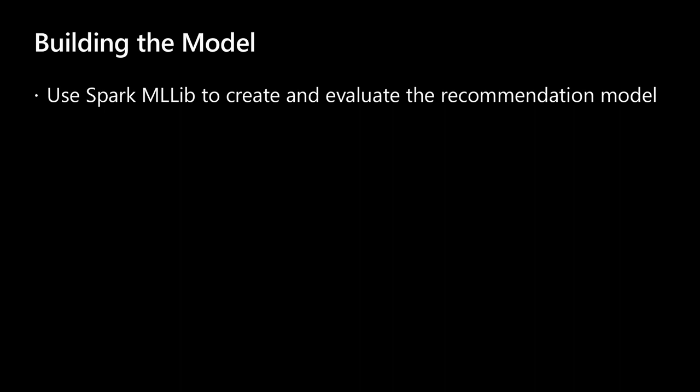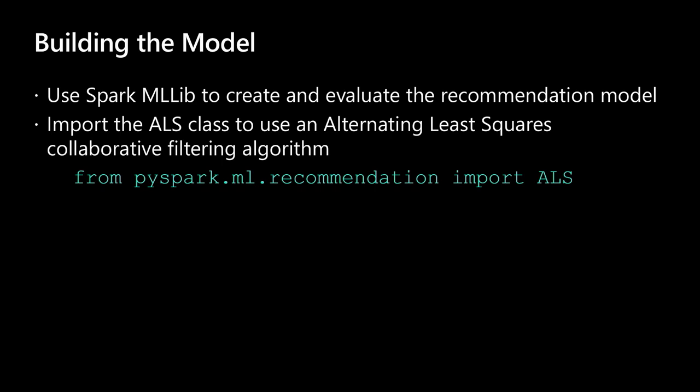So in building the actual model, this is using the SparkML library. And we're going to import the ALS class for alternating least squares, which is our collaborative filtering. I've included some of the code snippets here for your reference, if you want to just reference the slides and not go to the actual notebook that's in the lab.